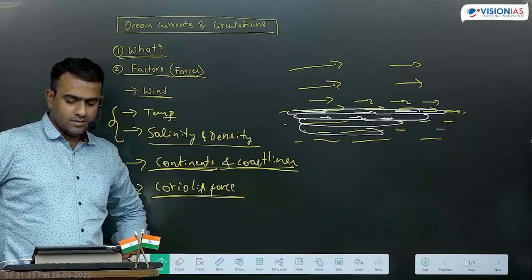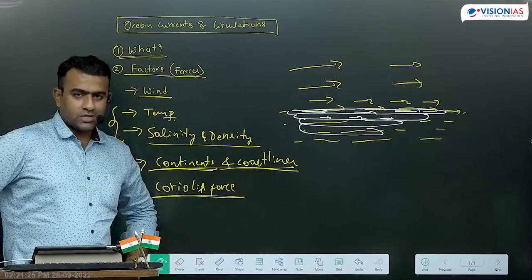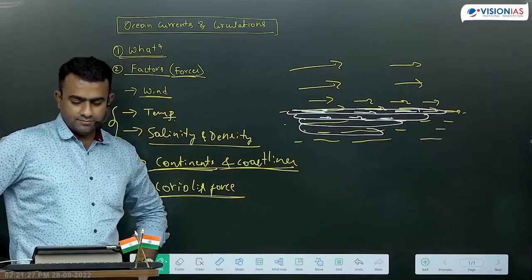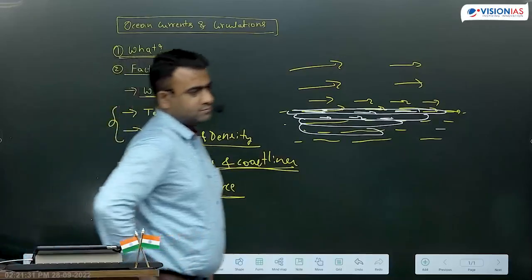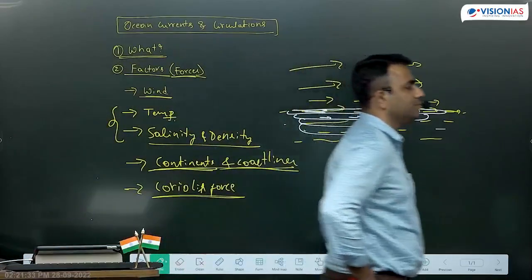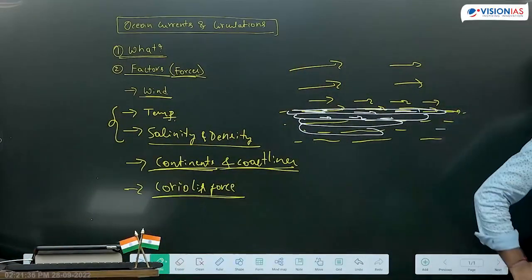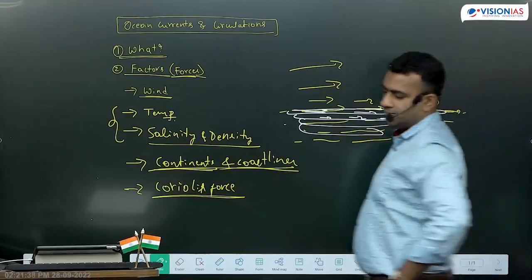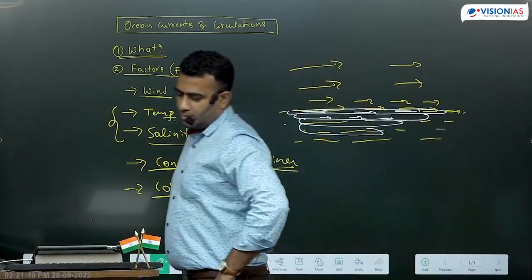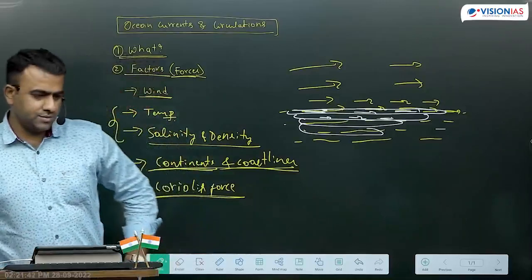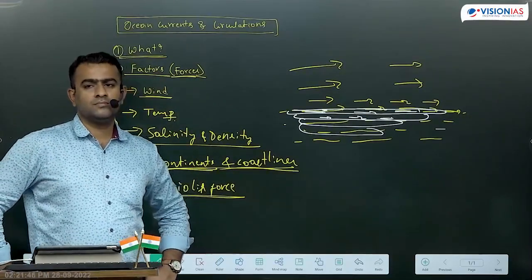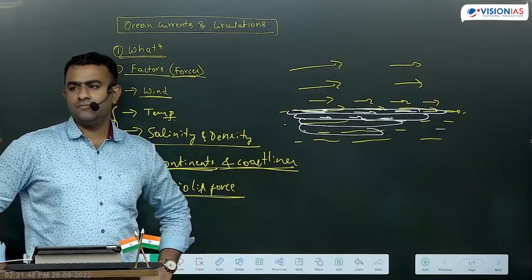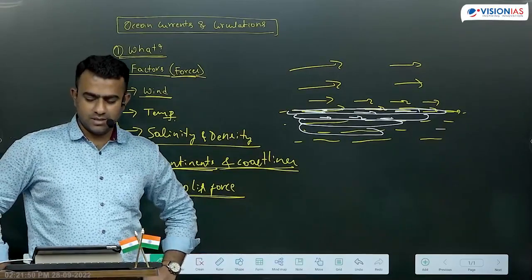Third, shape of coastline and topography. Shape of coastline and topography modify the ocean current's direction.